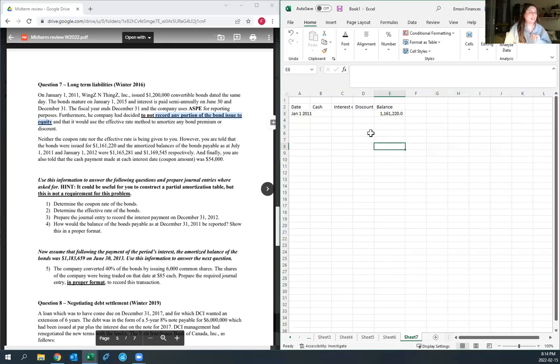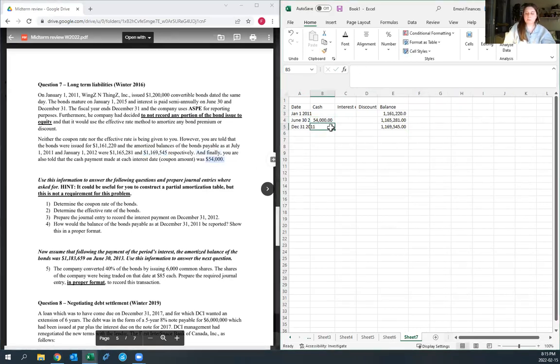So I'm closing the little brackets here. So on January 1st, 2011, that's your beginning book balance. Then they pay interest on June 30th. And the balance at June 30th is $1,165,281. And the book balance at December 31st, 2011 is $1,169,000. What we also know is that the cash amount is $54,000. They tell us here. So that's the information I have right now.